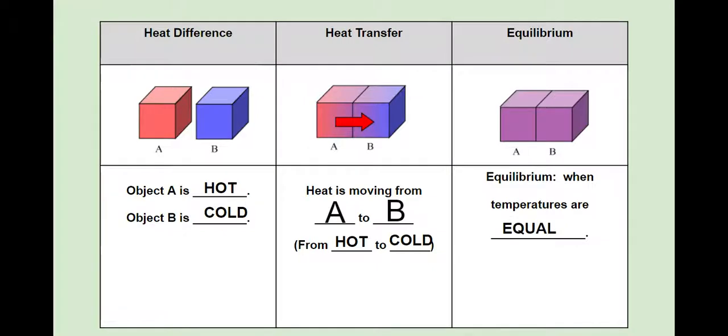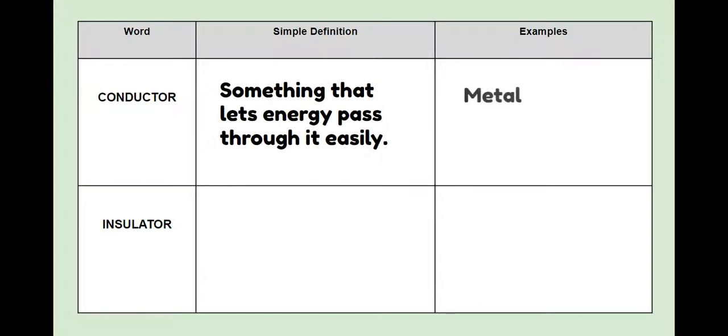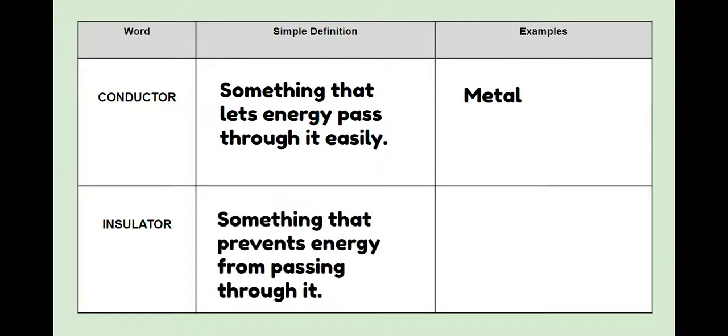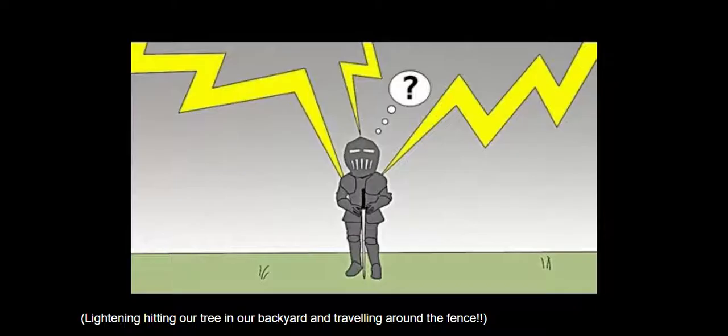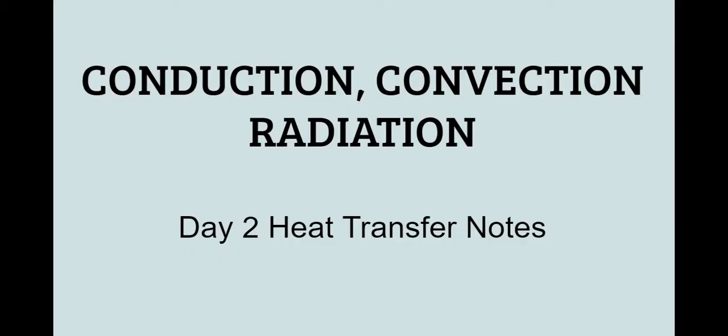Well, we already knew that, and we reviewed it the other day too. We took a couple examples. We looked at conductors and insulators. Conductors let energy pass through easily, things like metal. Insulators slow down energy. They prevent or stop energy from passing through. And there are some examples up there. And we did a couple things with conductors, insulators, and transferring energy.